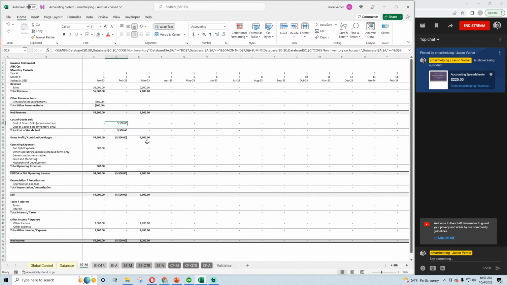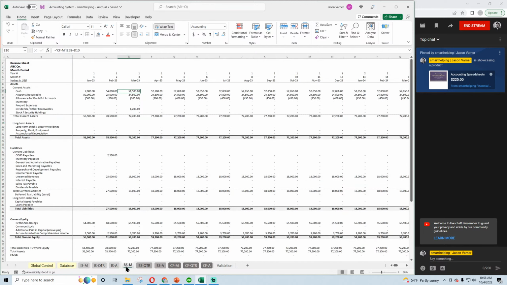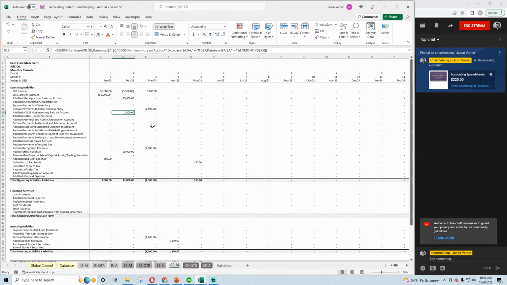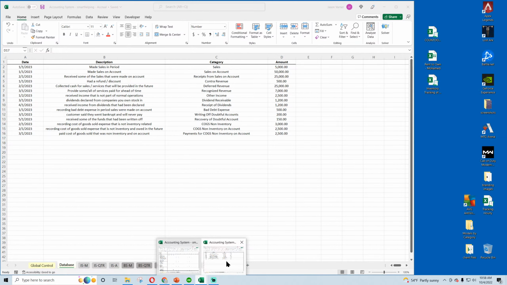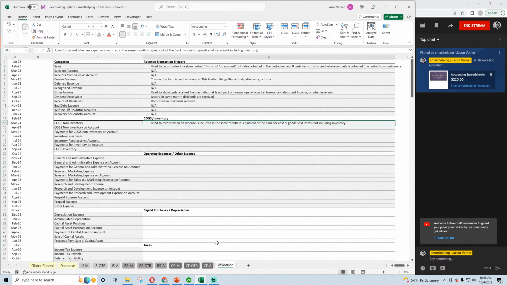Income statement's not affected. We already recorded the full cost here. Balance sheet, we are reducing the payable, reducing cash, and then you can see on the cash flow statement where that payment comes in for this that was made on account. So that works fine. Cash basis, not relevant. Anything on account is not relevant.